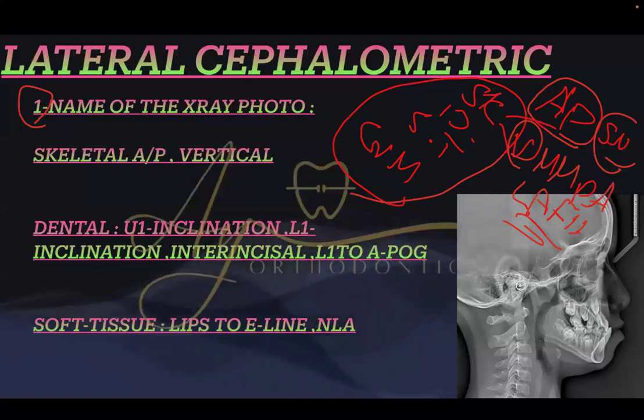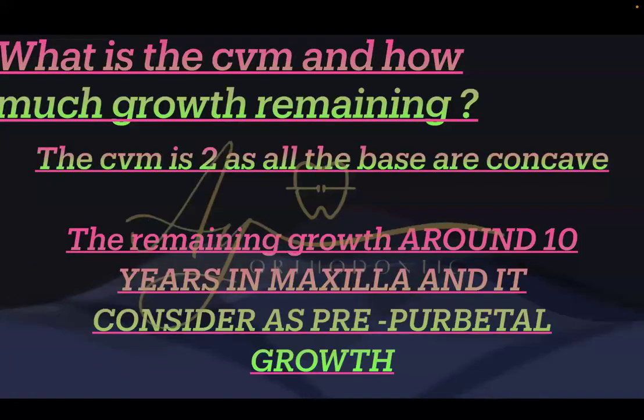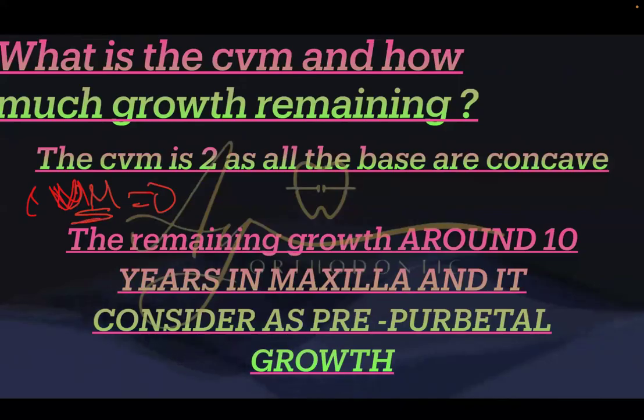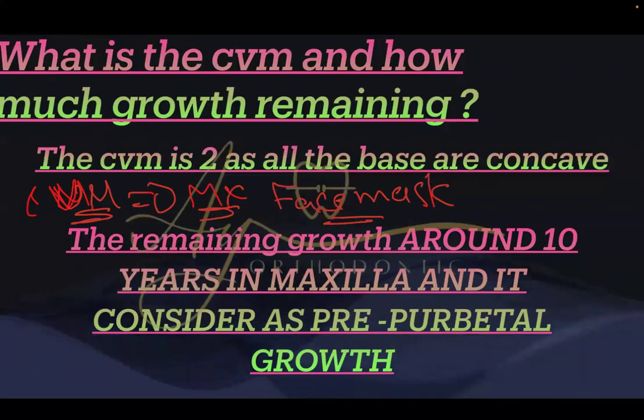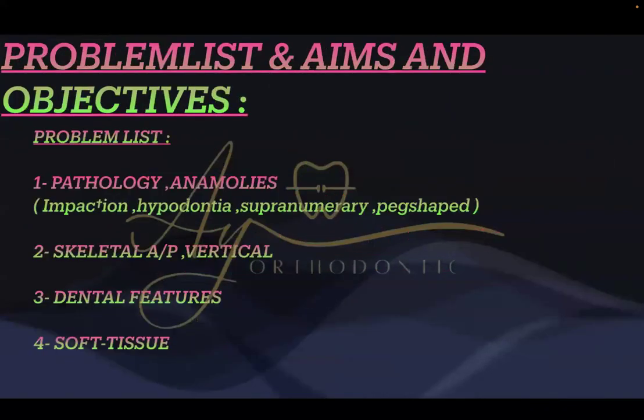Okay, and here's a patient in CVM2. Okay, start to be concave, CVM2. Okay, not 1. Okay. The remaining growth around in CVM2, okay, we are here eligible to treat any maxillary deficiency, okay, by using the face mask, as you have mentioned, okay? I have 10 years old, okay? And it considered as the prepubertal growth.